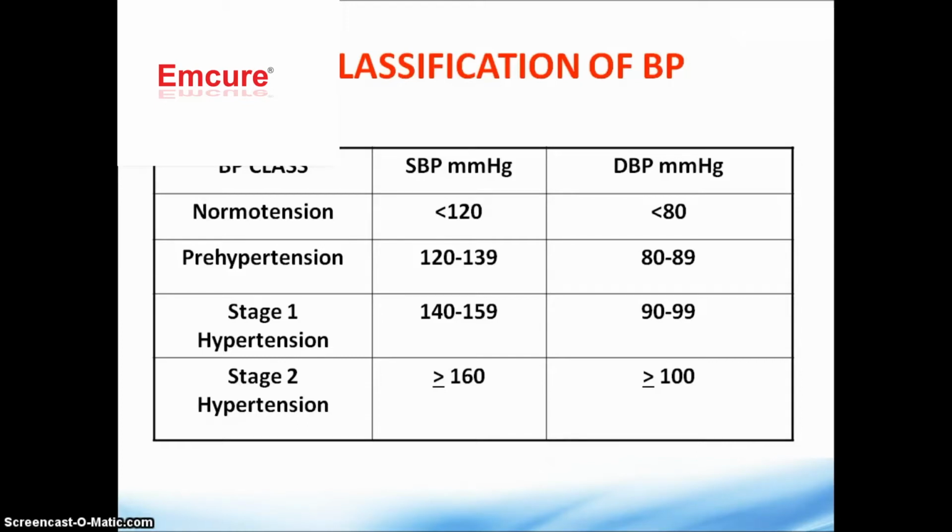Then in stage 2 hypertension, you have systolic blood pressures more than or equal to 160, as well as a diastolic blood pressure more than or equal to 100 millimeters of mercury. So these were the classifications as per the JNC 7 guidelines.